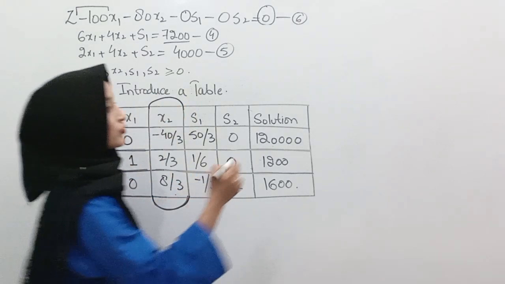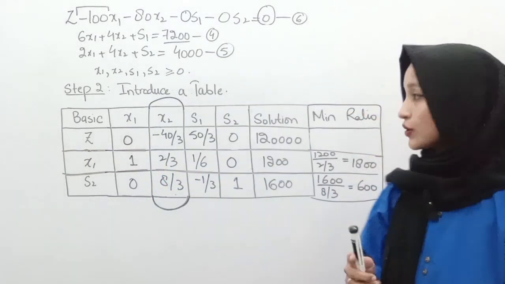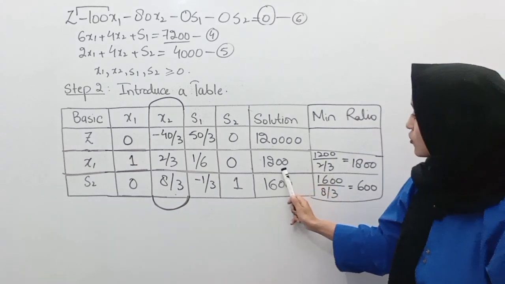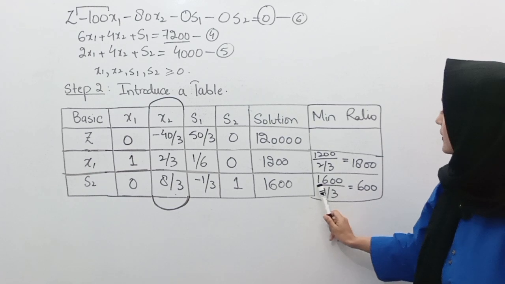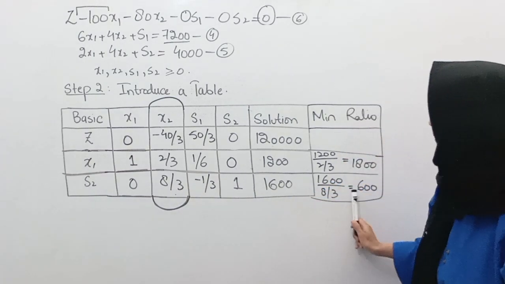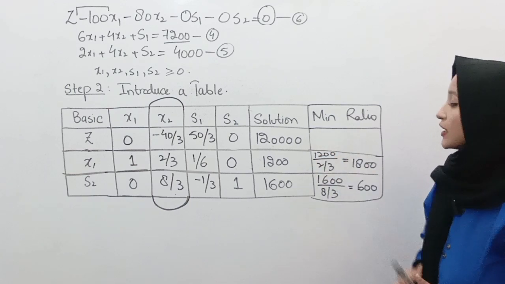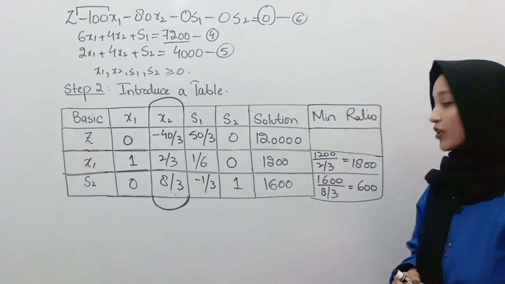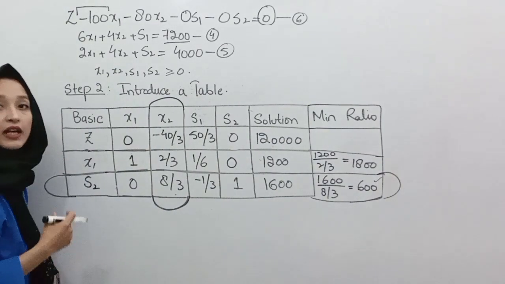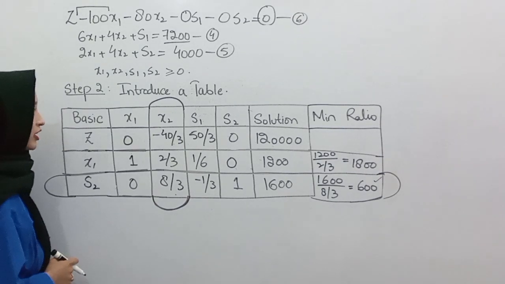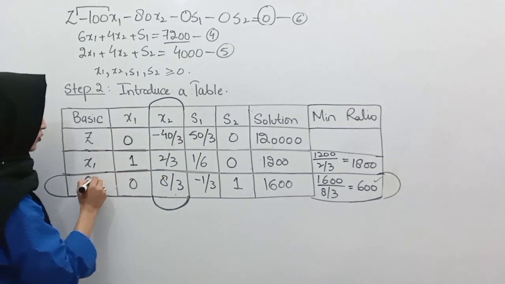And also we have to write the minimum ratio here. So the minimum ratio will be 1200, which is the solution's value, divided by 2 by 3, which will give 1800, and again 1600 by 8 by 3 gives 600. As the criteria for selecting the minimum ratio value is that we have to select a finite positive minimum value, which is 600 here, we lock this row. And now we will select the entering variable and the leaving variable. As explained earlier, the entering variable will be x2 and the leaving variable will be s2.